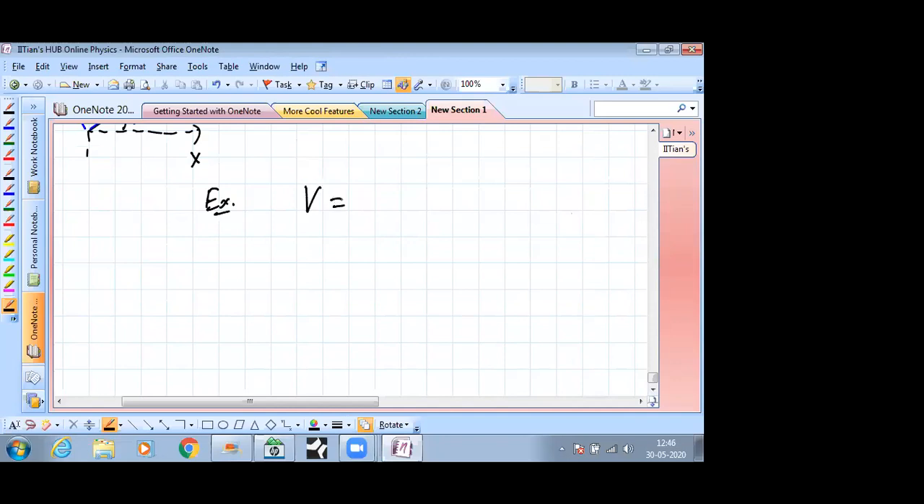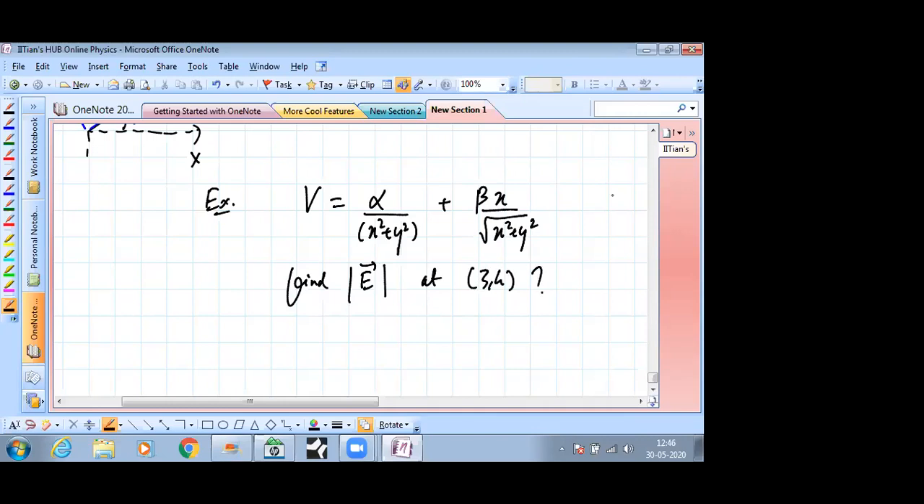that the potential is given by the function, let us say alpha upon x square plus y square plus beta x upon root of x square plus y square. Now you want to find the electric field magnitude at the point, let us say 3, 4. Okay. And let us say potential is in volts and x, y are in meters.